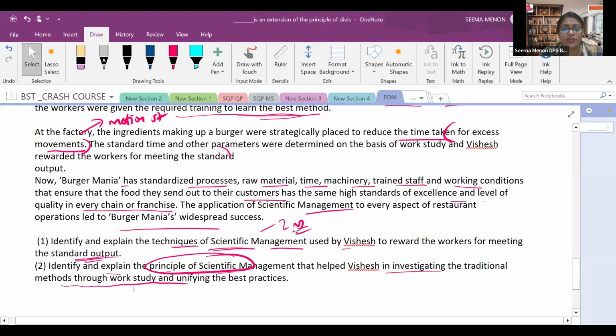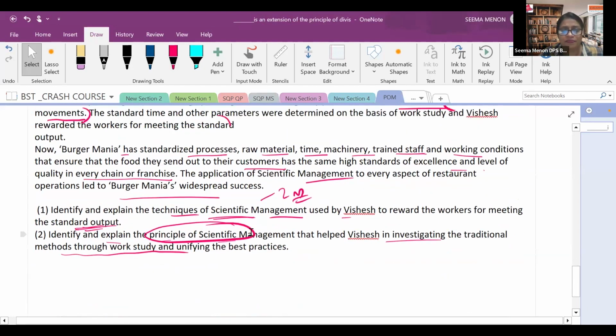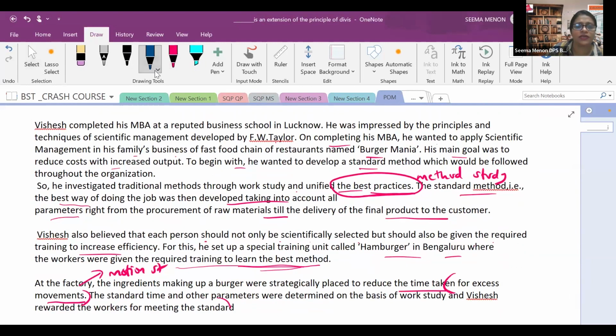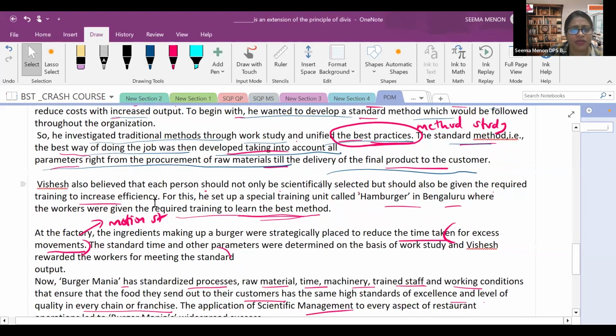Yesterday, I taught you 4 principles of scientific management. So, which one will come? Investigating the traditional method through... Again, you will read what he has done. You can see that in the food restaurant, his main goal was to reduce cost, to begin developing a standard method. He investigated traditional methods through work study and unified the best practice. The standard method, the best way of doing the job, was then developed taking into account all parameters right from the procurement to the delivery of the final products. Okay. So now, again, you have to see that the standard method is there.